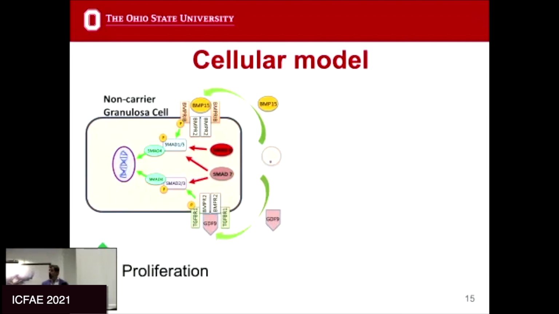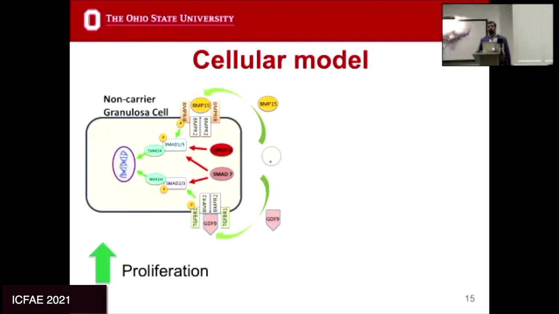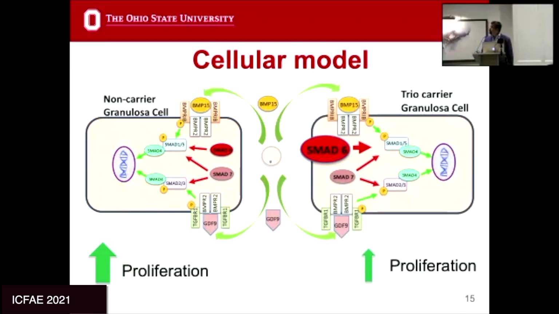So how does this fit with the cellular model that we had before? As I said, BMP15 and GDF9 act on those granulosa cells and stimulate the SMAD pathways. And SMAD6 is a negative modulator of the intracellular SMAD1/5/8 pathway. So the idea would be that trio carriers, by having an overexpression of SMAD6, will have dampening of the signal of that SMAD1/5/8 pathway, leading to reduced granulosa cell proliferation. So a very similar mechanism to what we have seen in the mutations in sheep.